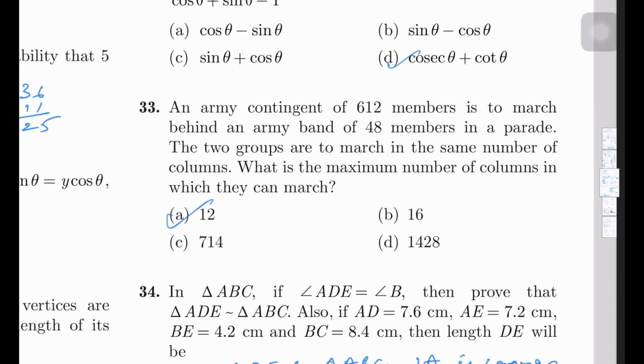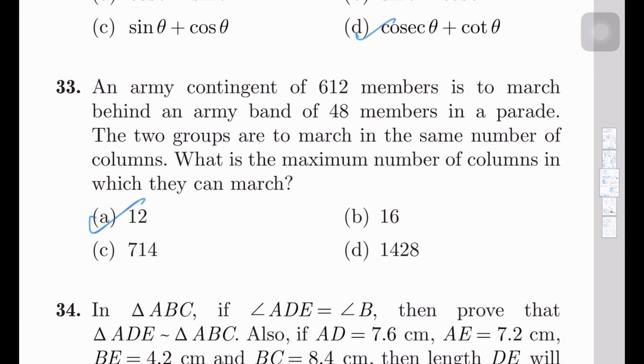Next, an army contingent of 612 members is to march behind an army band of 48 members in a parade.